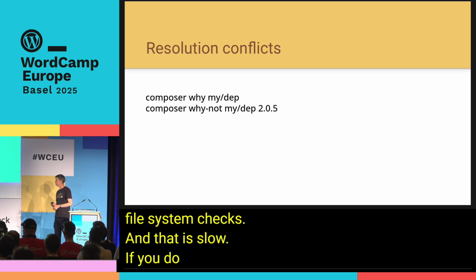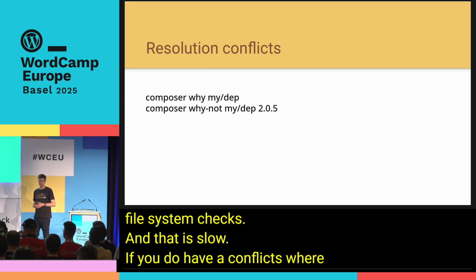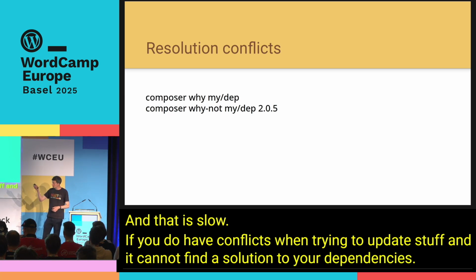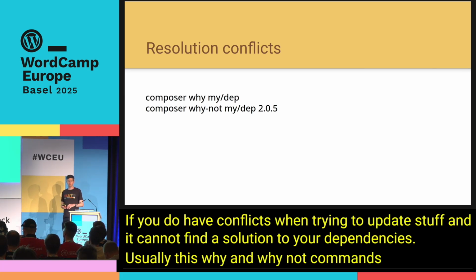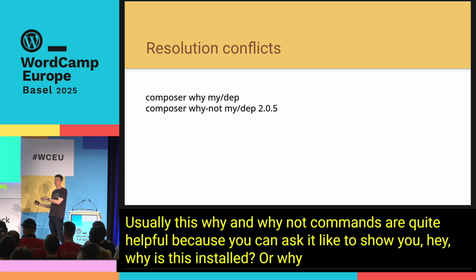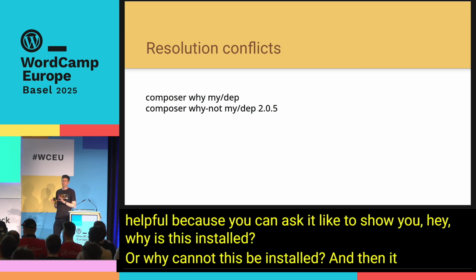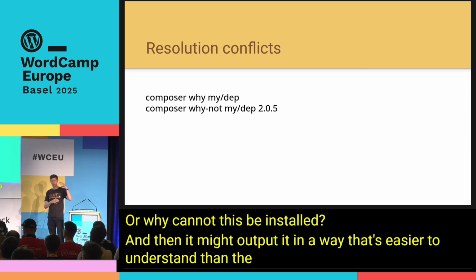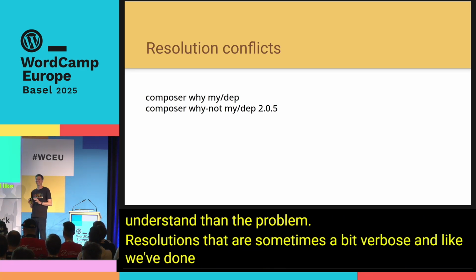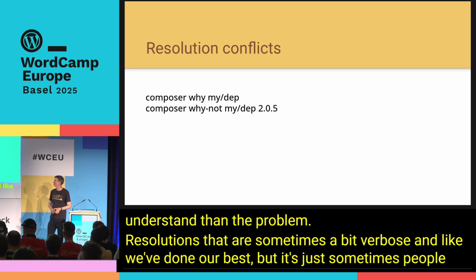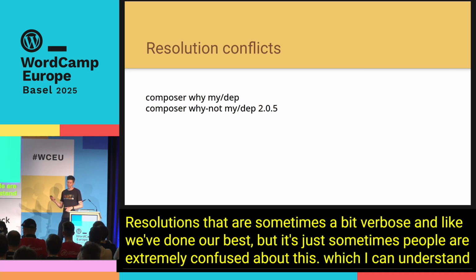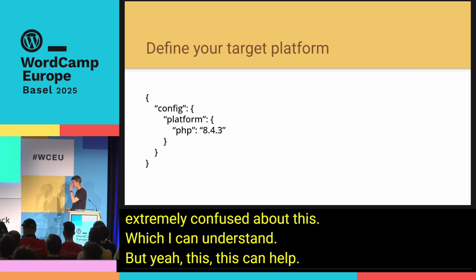If you do have conflicts when trying to update stuff, and it cannot find a solution to your dependencies, usually these why and why-not commands are quite helpful, because you can ask it to show you why this is installed, or why this cannot be installed, and then it might output it in a way that's easier to understand than the problem resolutions. They are sometimes a bit verbose, and we've done our best, but sometimes people are extremely confused about this, which I can understand. But yeah, these can help refine it a little bit.